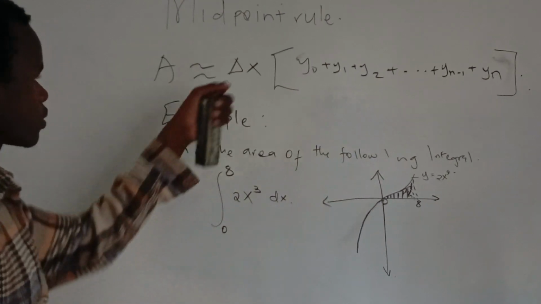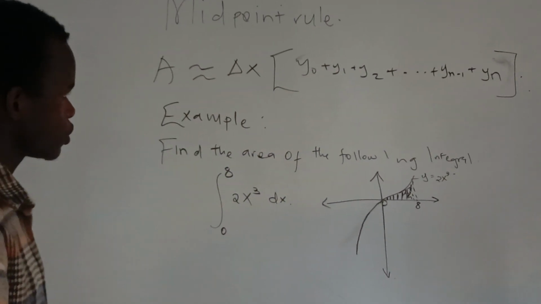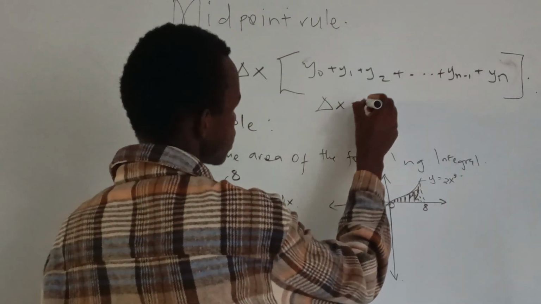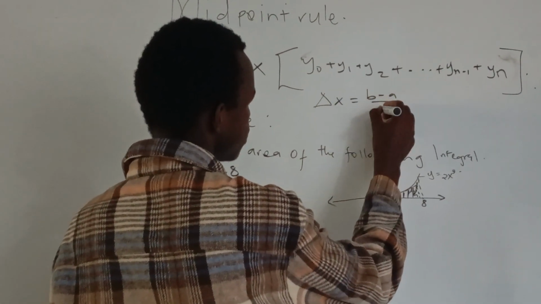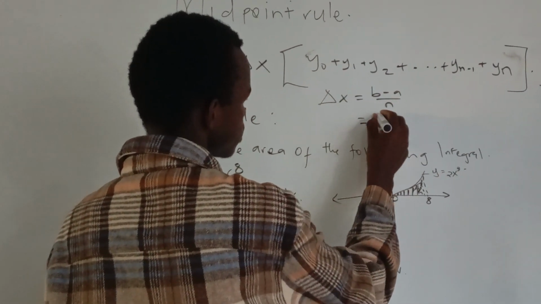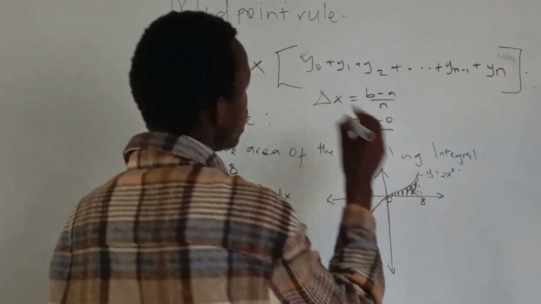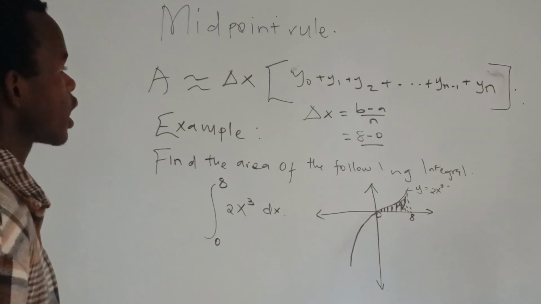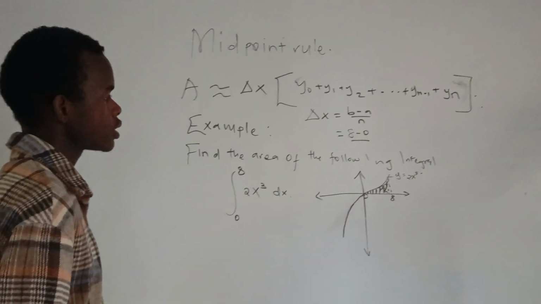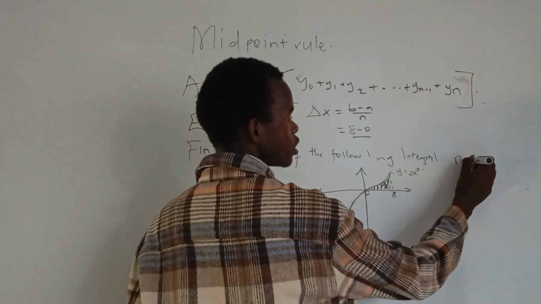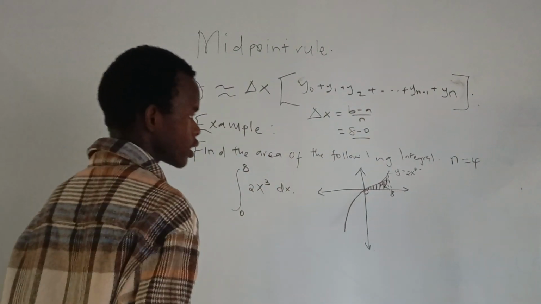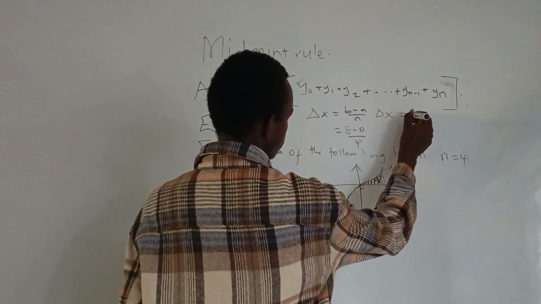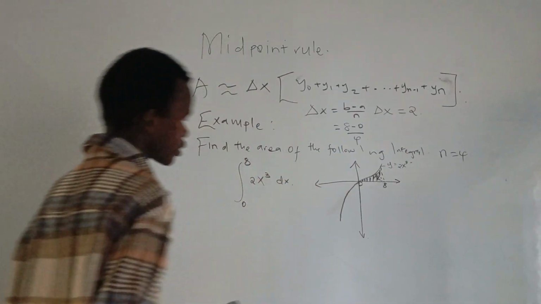At first we said we have to compute delta x, which is b minus a divided by n, the same as 8 minus 0 divided by n. The value of n is usually given. For this case, I will use n equal to 4, so I'll just divide by 4. My delta x will be equal to 2.